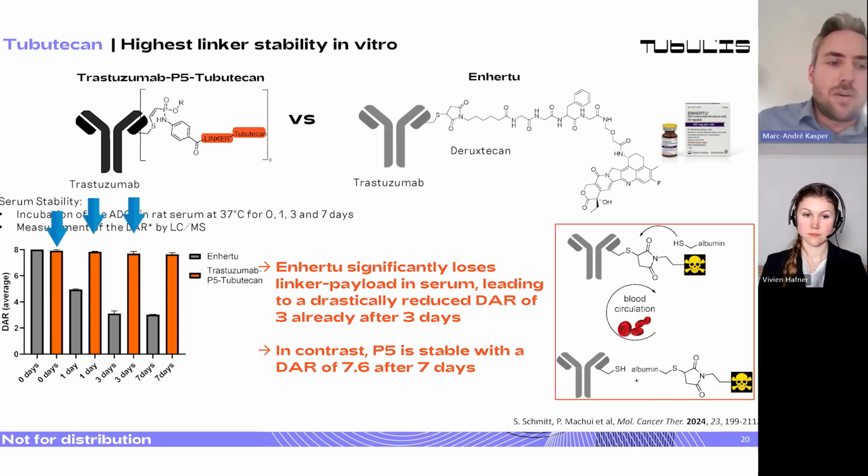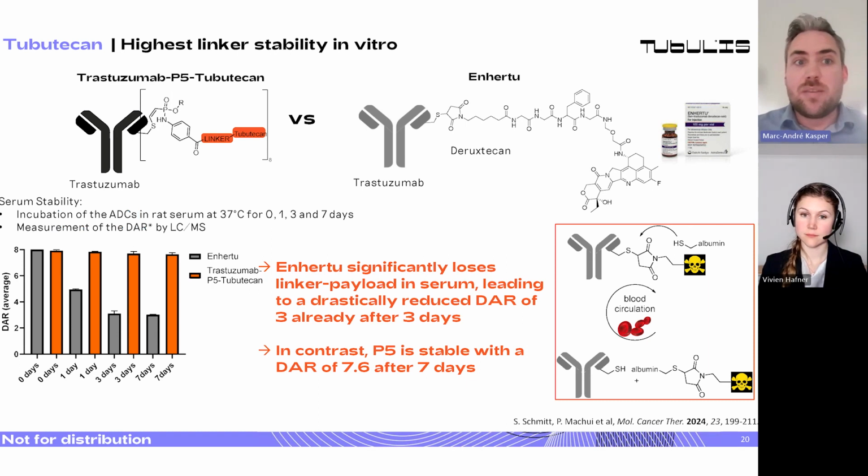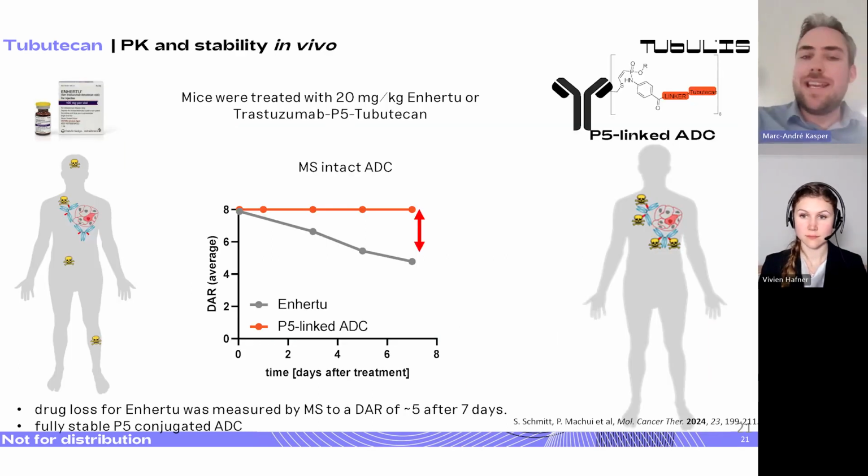And here you can see how it looks for us. We are fully stable over the whole observation period, and every payload stays on the antibody. So this is the increased stability that we see by using the P5 conjugation platform. We also looked into this in vivo, and this is now a similar experiment.